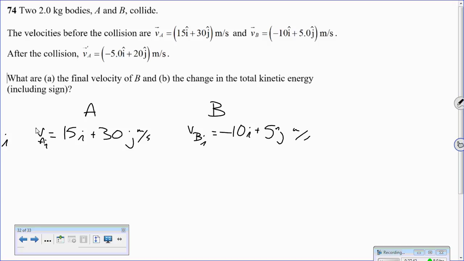Good? Now, it's not velocity that's conserved, it's momentum that's conserved. So I can find the momentum of each of these, right? Well, momentum is just mass times velocity, and my mass is 2 kilograms. So the momentum of A initially should just be this times 2 kilograms, so it's going to be 30i plus 60j kilogram meters per second.